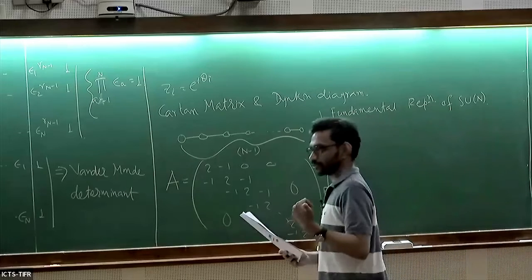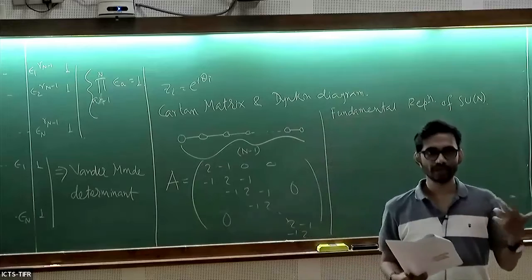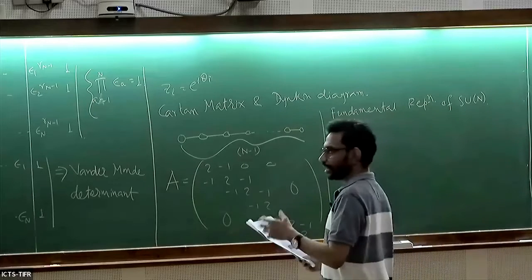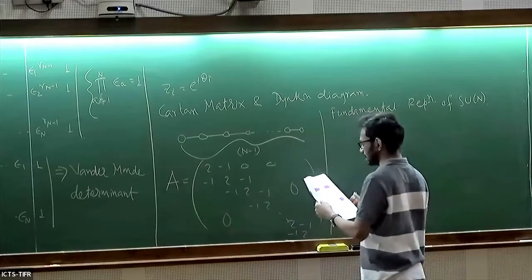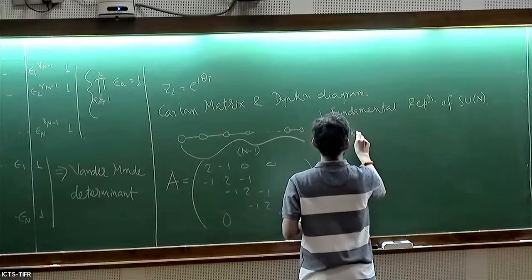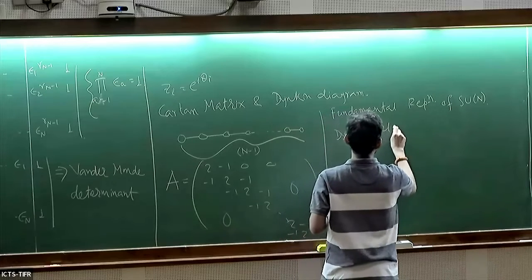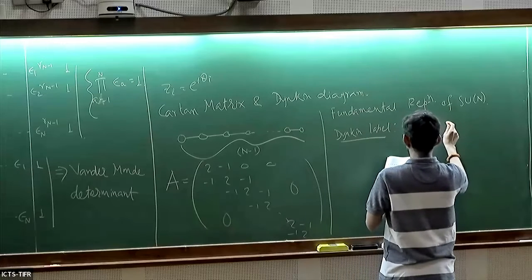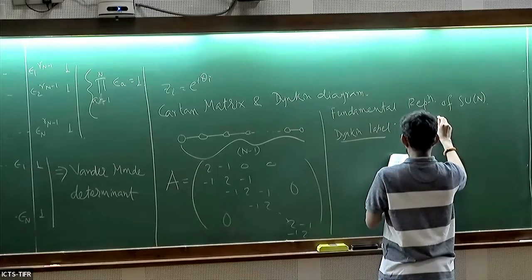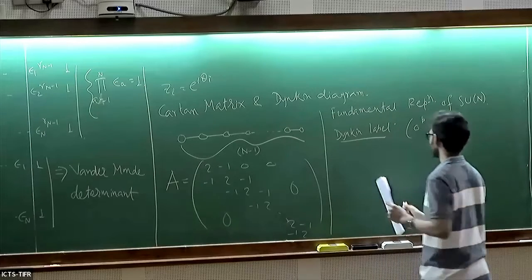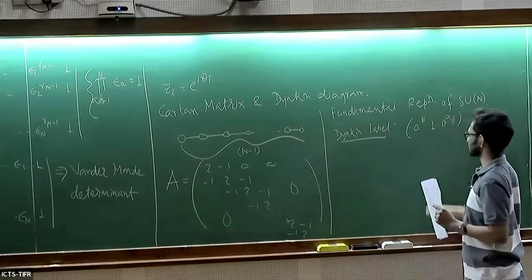Rank n minus 1. So for SU(N) you have n minus 1 fundamental representations. But how do you write down the Dynkin label for the fundamental representations? The Dynkin label for a fundamental representation you write down as 0, p, 1, and then 0, q, something like that.